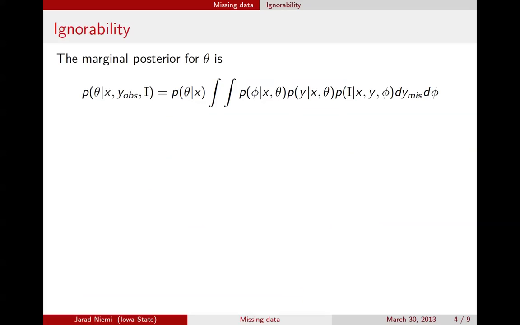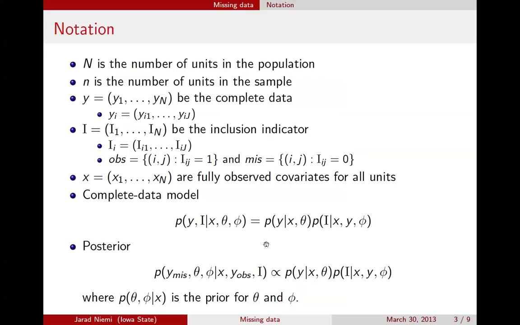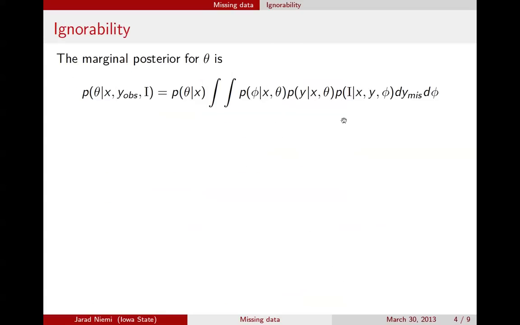Alright, so we are often only interested in this marginal posterior for theta. That is, we want to know what we know about theta, right here, that is the relationship between the covariates x and our responses y. If we have no covariates, these are things like the population mean or the population standard deviation. So we want to know something about theta, and what we have are the covariates x, our observed data y, and the inclusion indicator matrix.